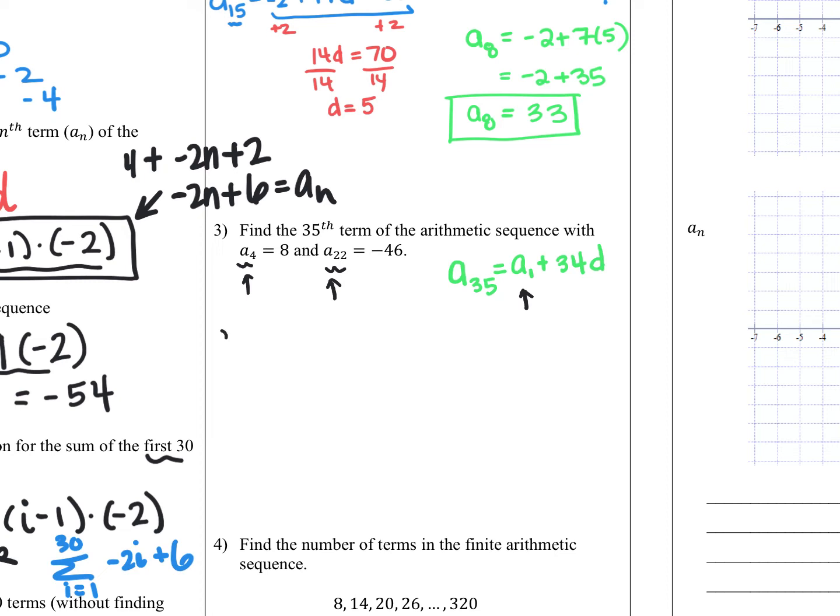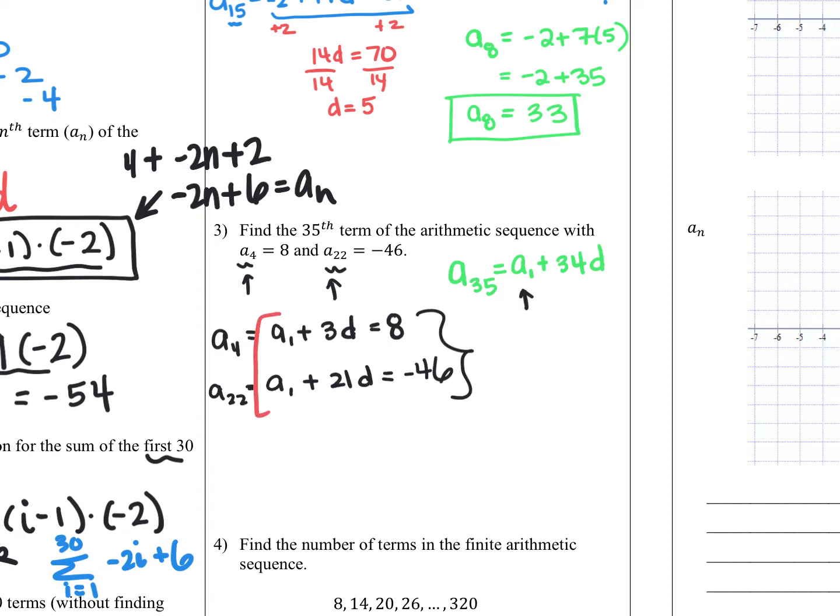I like to think about it like as a little system. So A4 is found by taking the first term plus 3 of whatever our d is. And then we know that that will be equal to 8. Now A22 is found by taking whatever the first term is plus 21 of those d's, and that will be negative 46. And so what we've created is this little system here where we don't know what A1 is and we don't know what D is. Now we can use elimination to solve this little system.